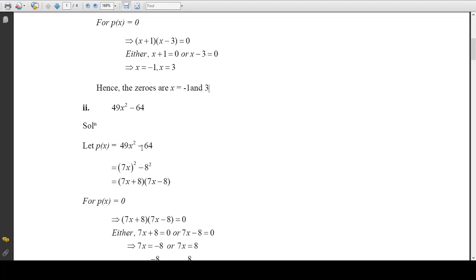It is (a plus b)(a minus b). Now which is a and which is b? 49 is the square of 7, therefore you write (7x) whole square, because 7 square is 49 and x square is x square. You can write this because both 7 and x are squares.